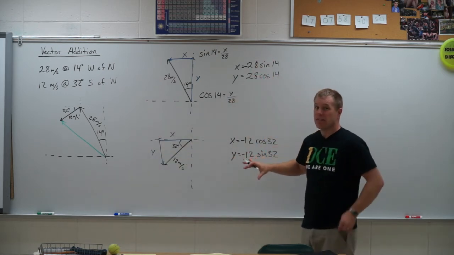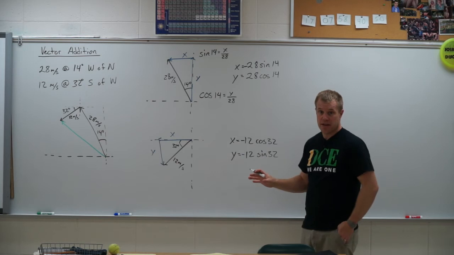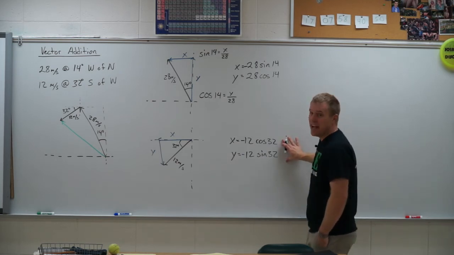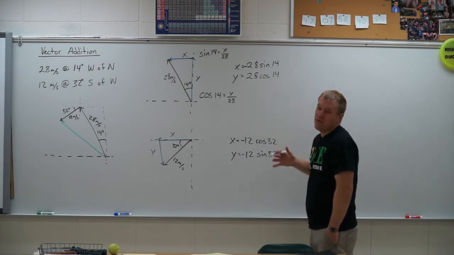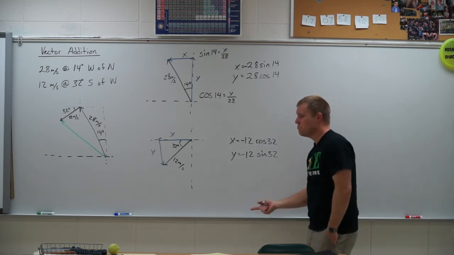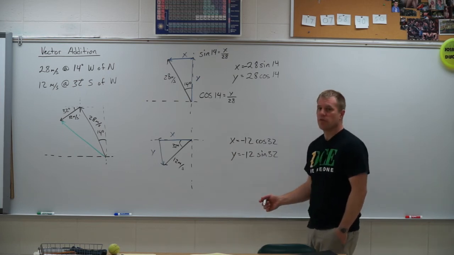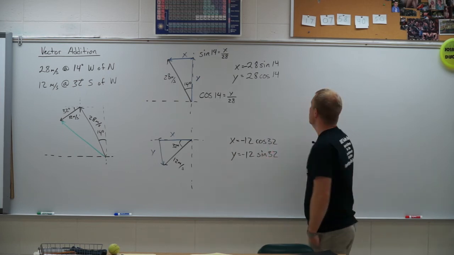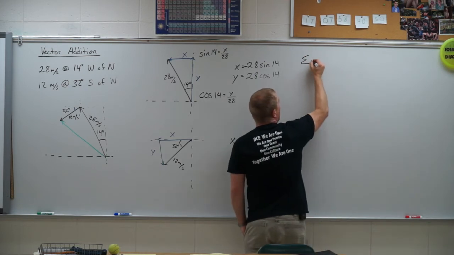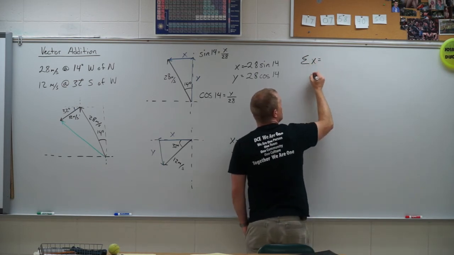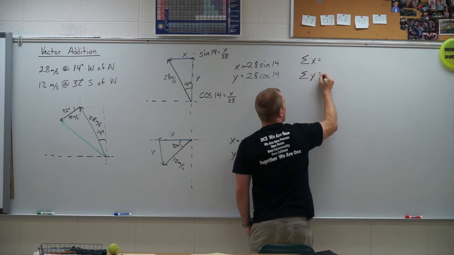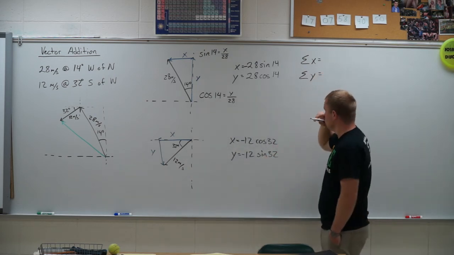Now that I have my components, I haven't typed these in my calculator yet. The next step after you get the components, and if you had more than two, you would just do this for a third one, do it for a fourth one, find the components. Next, you're going to add up all of the x components and add up all of the y components. So add them together.